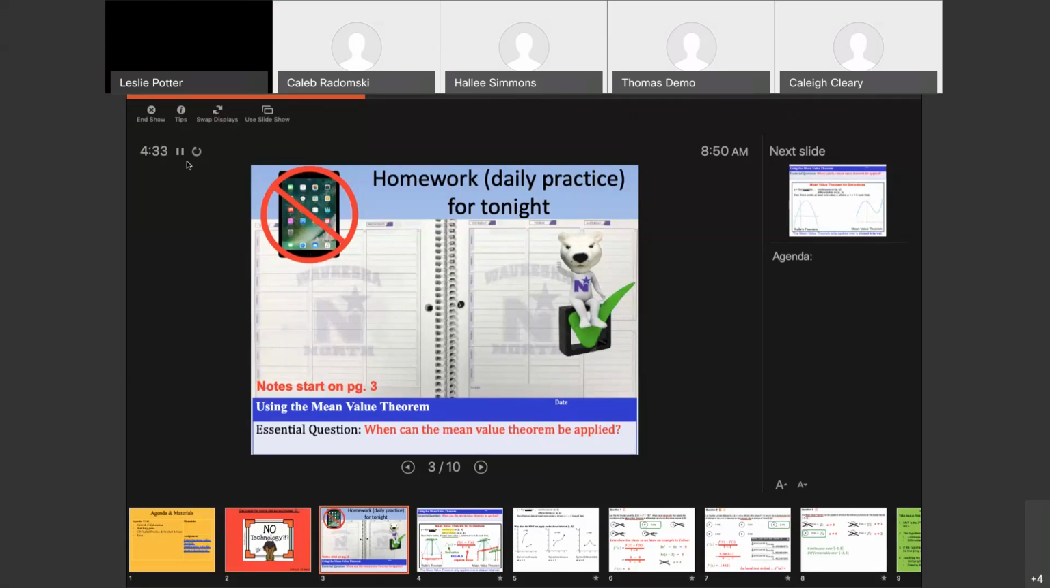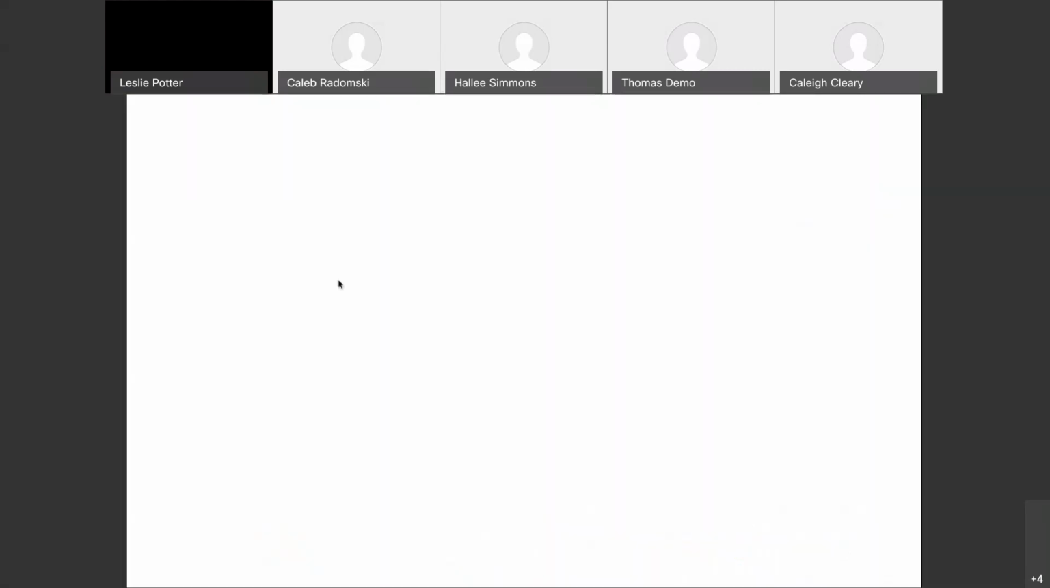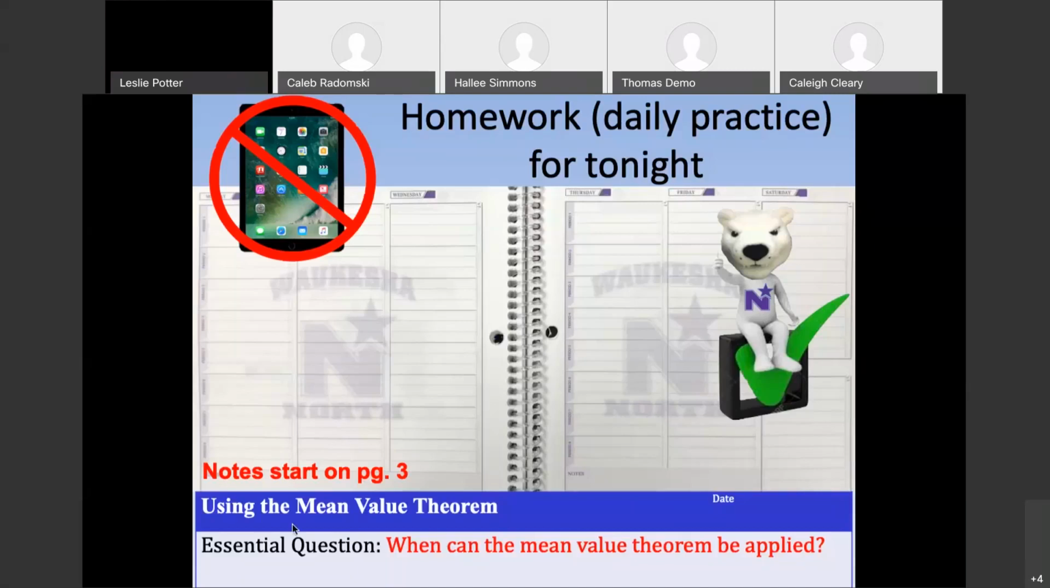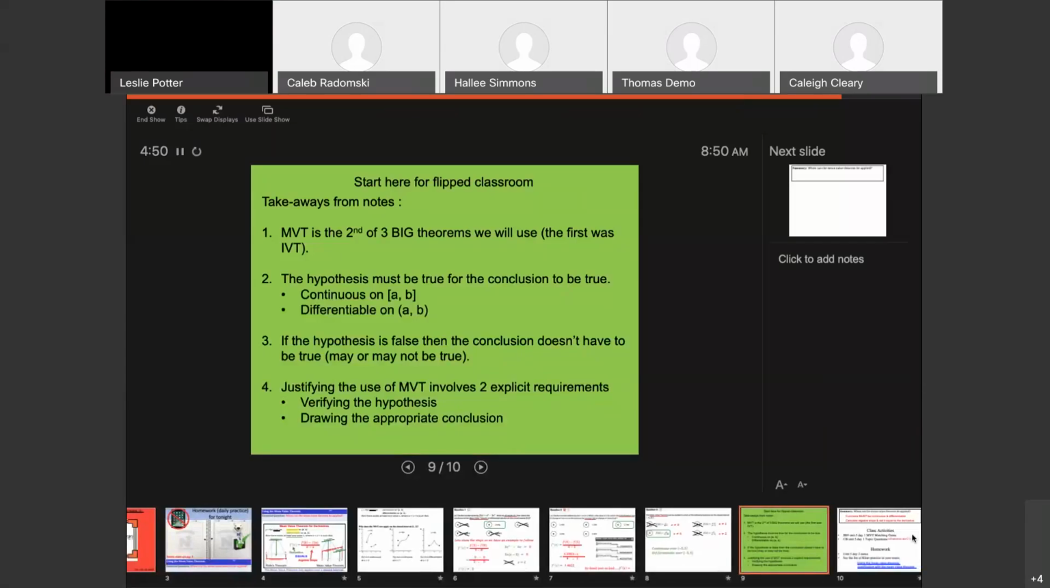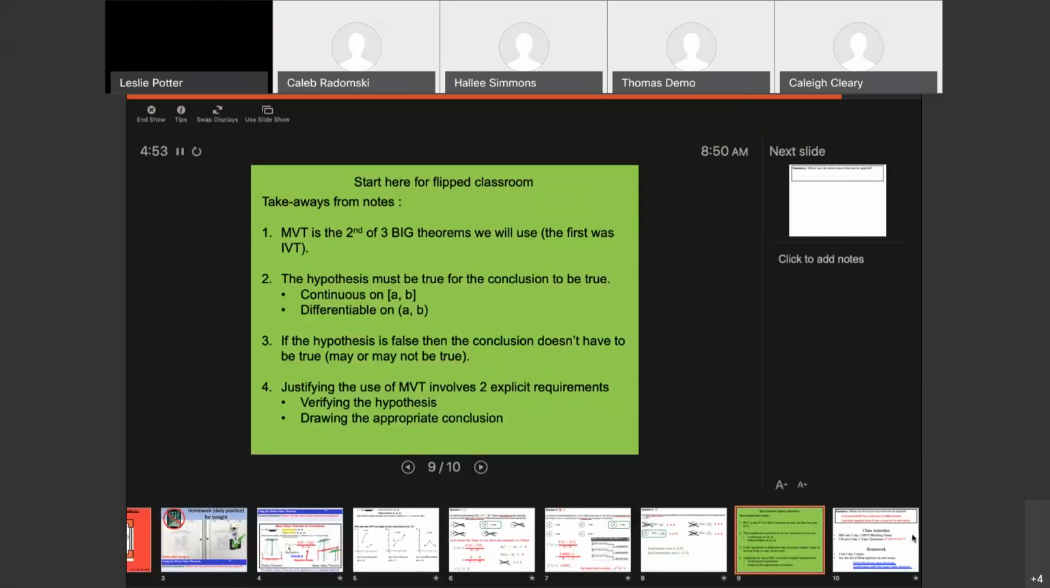So the first thing we're going to do in Unit 5 is talk about the mean value theorem. And you took the notes on the mean value theorem. So let's just wrap up what that means. We have three big theorems for differentiation in calculus.